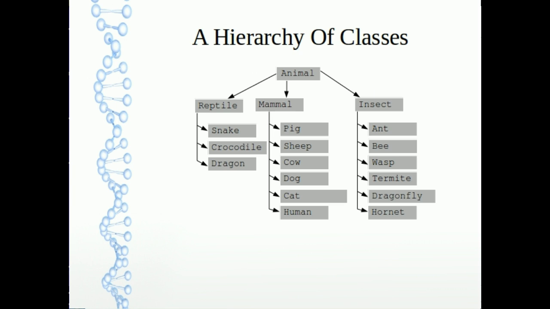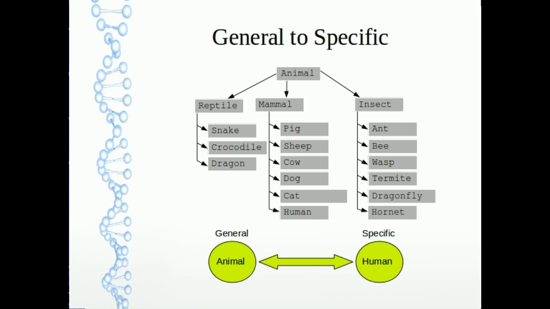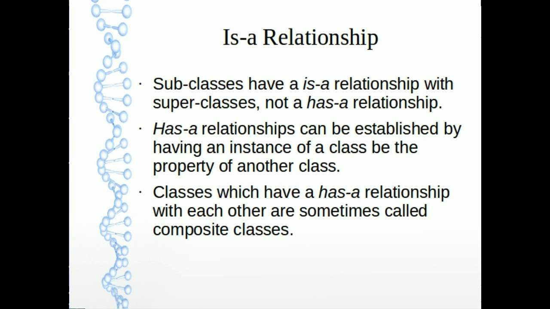Here we can see a more complex hierarchy, where we have an animal class, which has the subclasses reptile, mammal, and insect, which in turn have subclasses for snake, crocodile, pig, sheep, ant, bee, and so on. And we notice that in this hierarchy of subclasses and superclasses, the trend is one from general to specific. Animal is a very general description of an object, whilst human is a more specific description of an object.